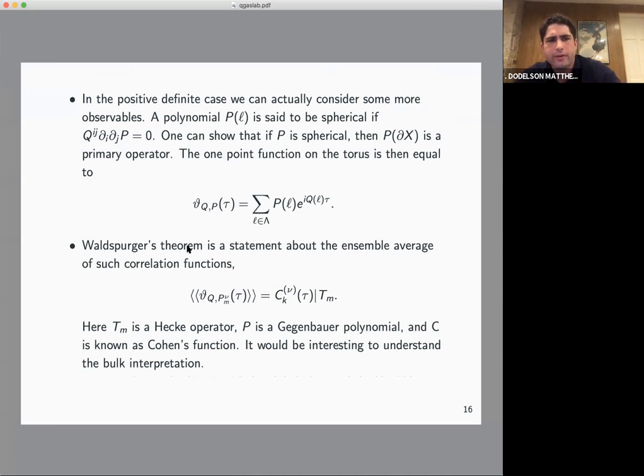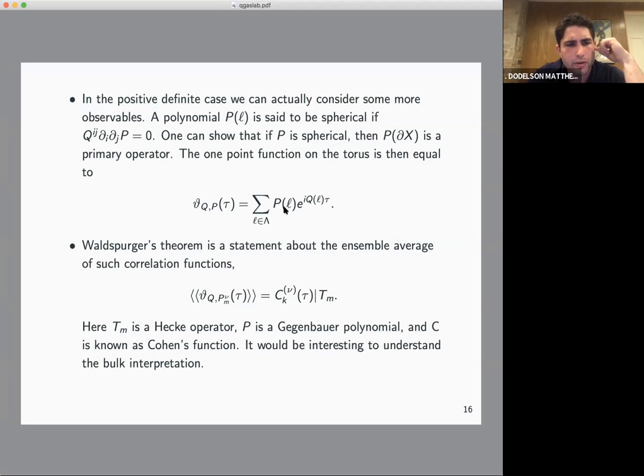Actually, there's a more general theorem in this positive definite case. So I'll quickly describe that. If a polynomial p satisfies Q^{ij} ∂_i ∂_j p = 0, then it's said to be spherical. Also, if p is spherical, then p(∂X) is a primary operator. So that's a simple calculation. And then you can show that the one-point function on the torus of this operator is equal to this modified theta function where you insert this polynomial p(l).